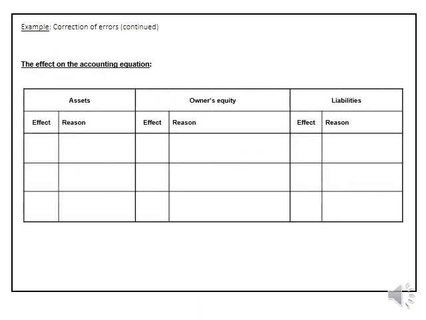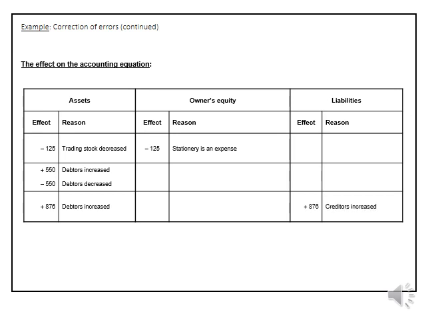What effect will these have on the accounting equation? Trading stock decreased because we credited trading stock, and owner's equity will decrease because stationery is an expense. Debtors increase with 550 because we debit a debtor, but it will also decrease with 550 because we have credited another debtor. Assets will increase because we cancel the incorrect credit in the debtors by debit, and liabilities will increase because we have credited a creditor.